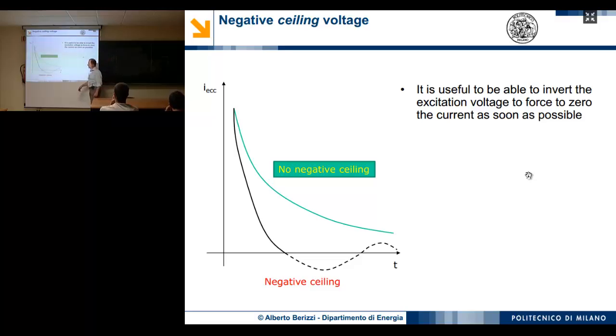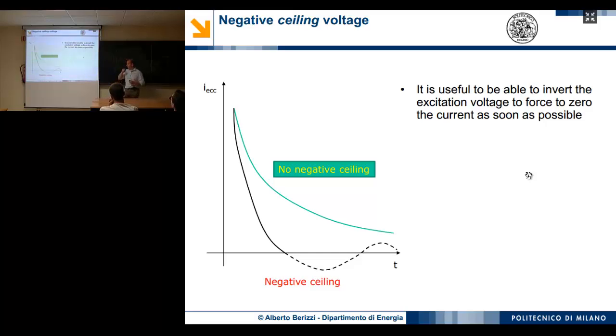Other cases, the ceiling voltage. I already mentioned what the ceiling voltage is. When you have a short circuit, you try to suddenly increase the excitation voltage in order to reduce the probability of losing the step of your generator. But you may also need a negative ceiling. When do you need a negative ceiling? When you have a load disconnection.